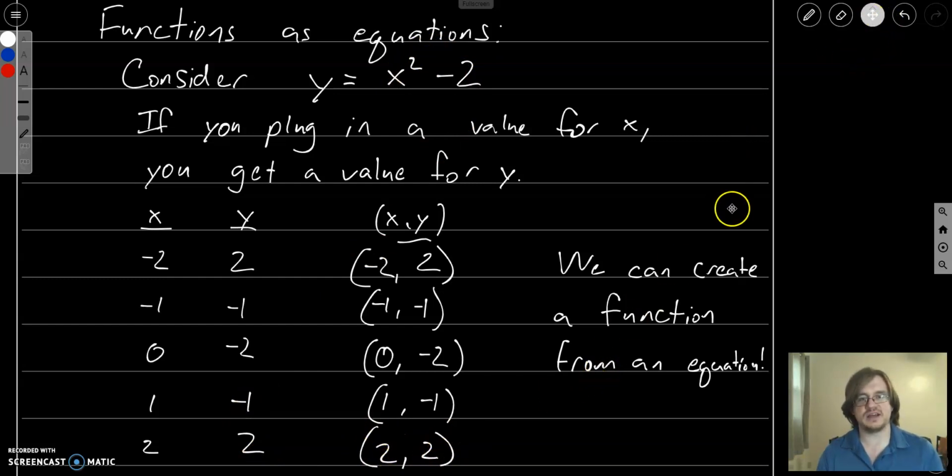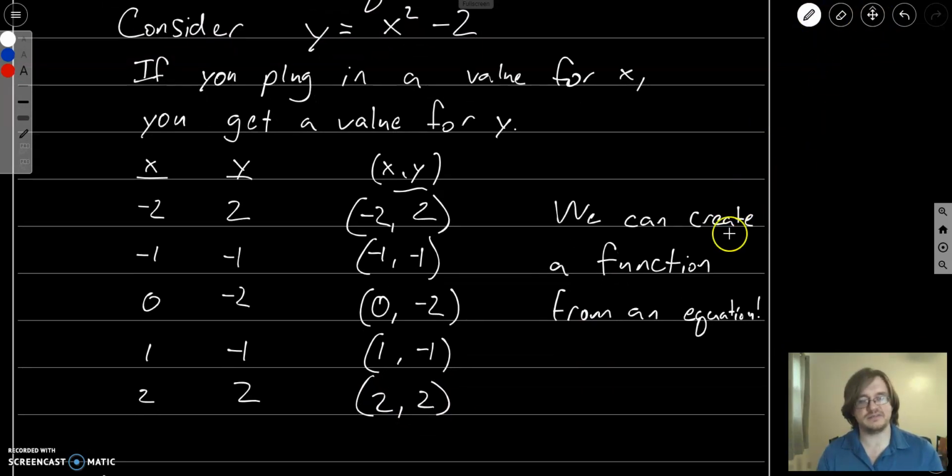And if we take a close look at this, this is in fact a function. The domain, as I've defined it, is going to be any number that we can plug in. And when you plug in a number for x, we get a value for y. And moreover, we get exactly one value of y. So this is going to be a function.